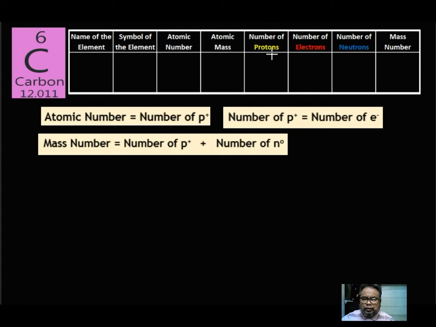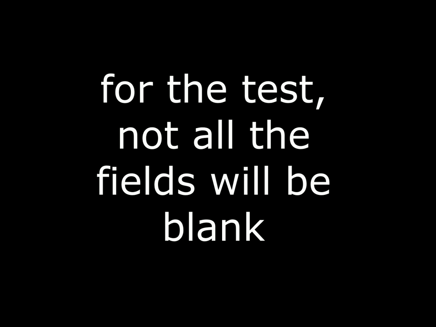Let us find the number of protons, number of electrons, and number of neutrons. But before we proceed, let us revisit our rules. First one is the atomic number is equal to the number of protons. The number of protons is equal to the number of electrons. And the mass number is equal to the sum of protons and neutrons. Okay?